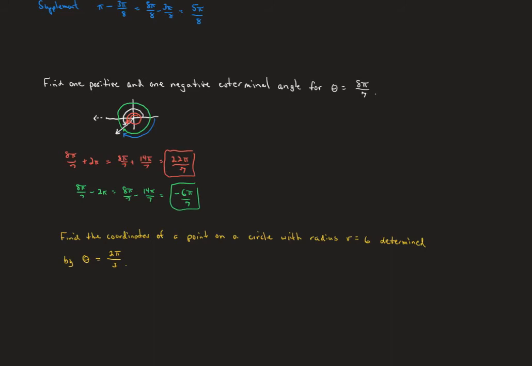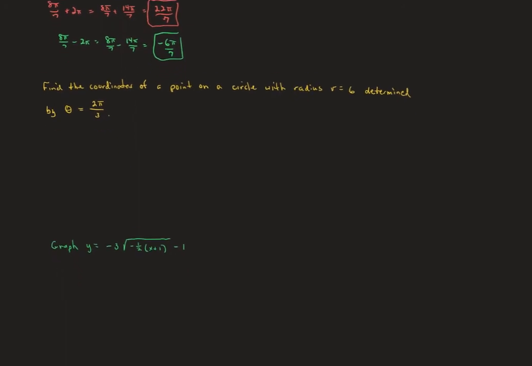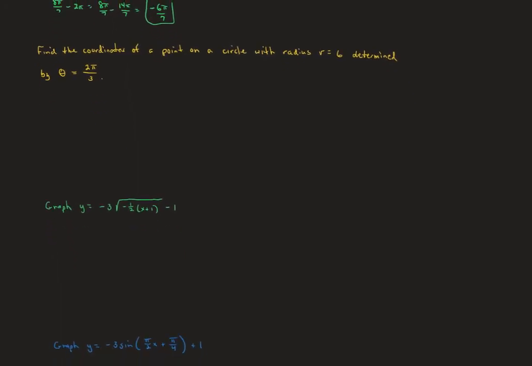That's going to end up being this angle right there. Okay, let's see if we can find the coordinates of a point on a circle with radius 6 determined by theta equals 2 pi over 3. And we're going to say here it's centered at the origin. I didn't say that, but that would make a difference if it was centered somewhere else.